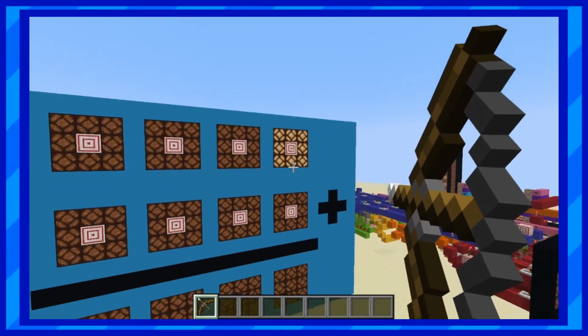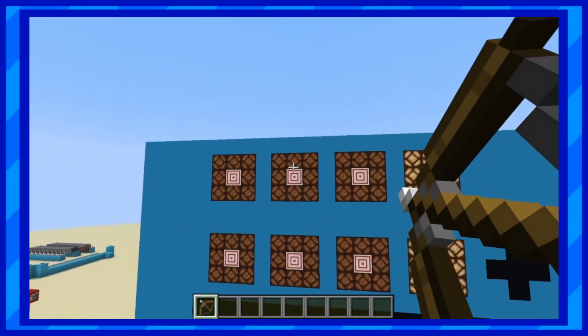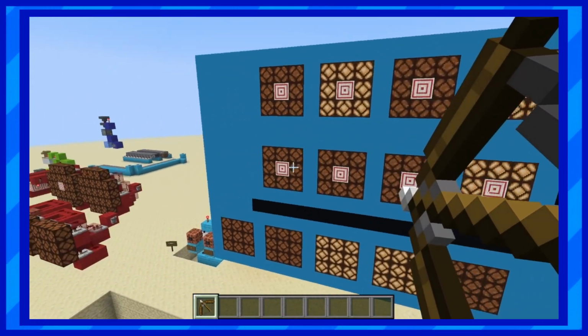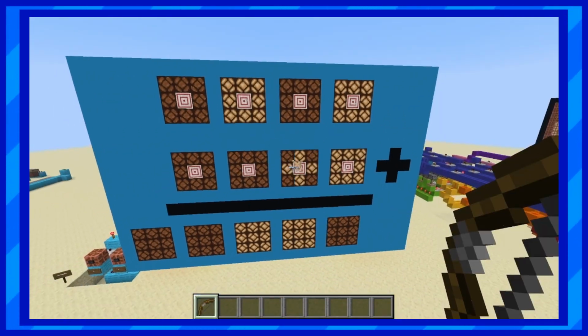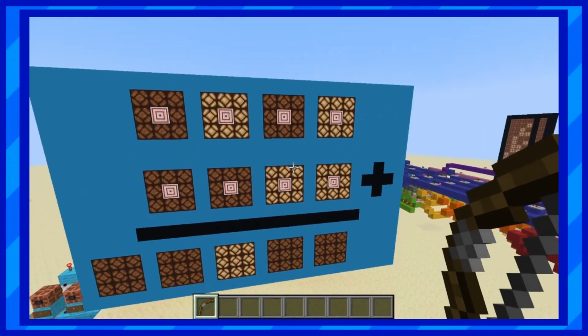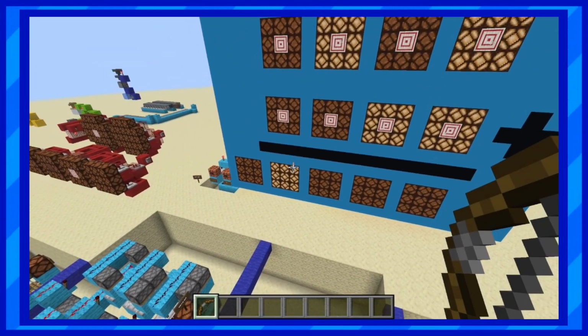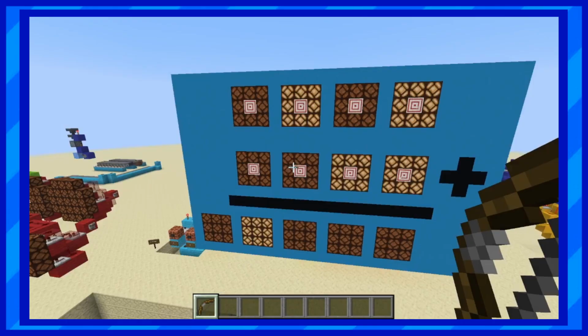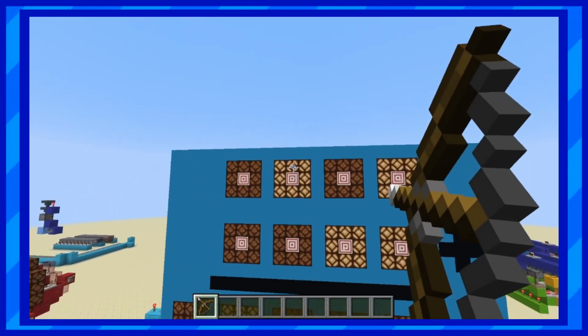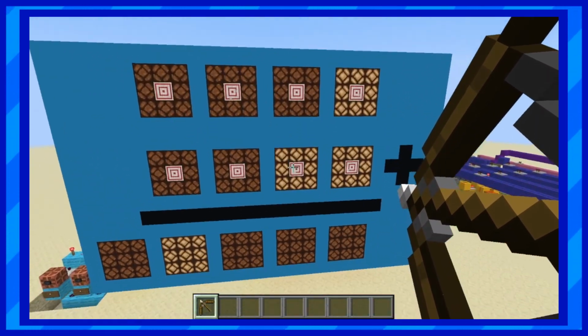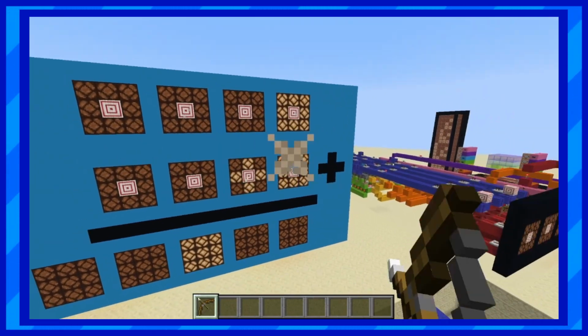And if I just shoot some of these, let's go with that one. That is 5 plus 3, and that is 8. So you can see it works real time. Just gonna reset this quick.